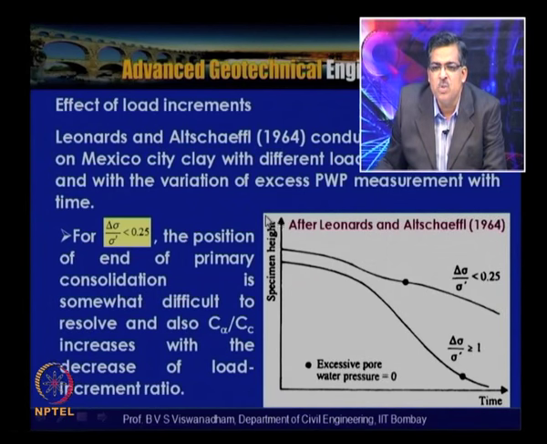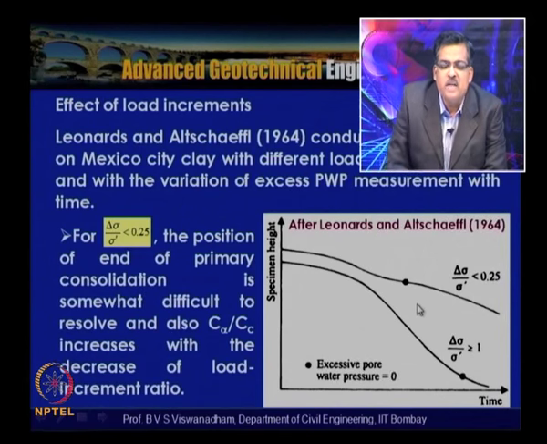In this particular slide, time is shown on the x axis and the specimen height is shown here. You can see this is for delta sigma by sigma dash greater than or equal to 1, and here delta sigma by sigma dash less than 0.25. When delta sigma by sigma dash is greater than or equal to 1, the curve follows this line, and when delta sigma by sigma dash is less than 1, it migrates in this direction.